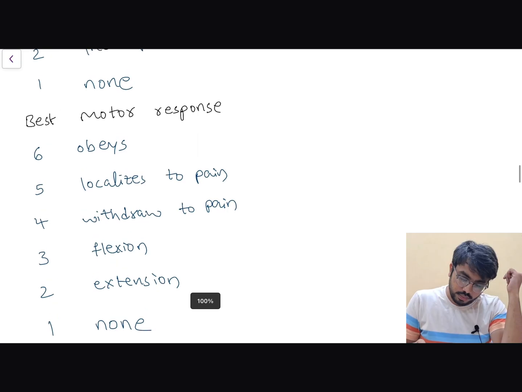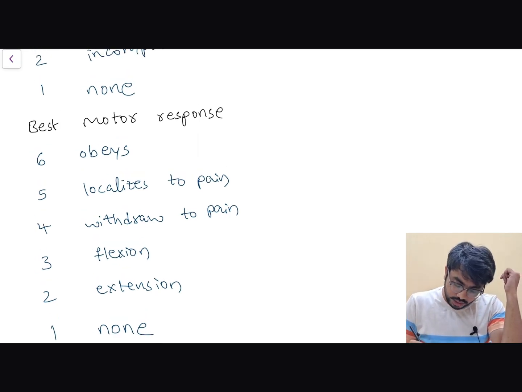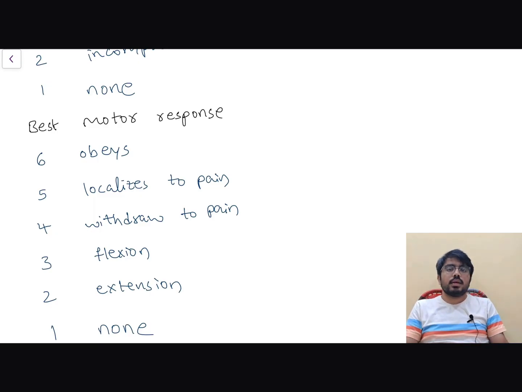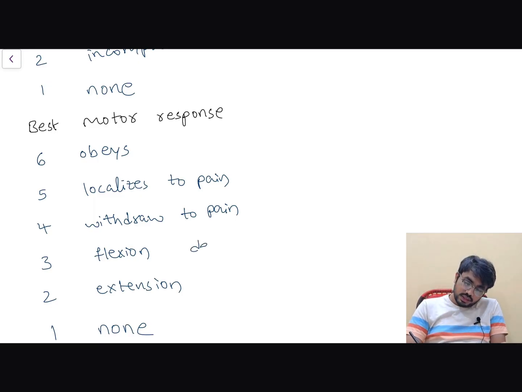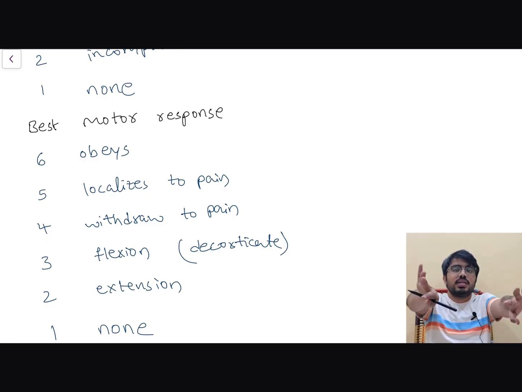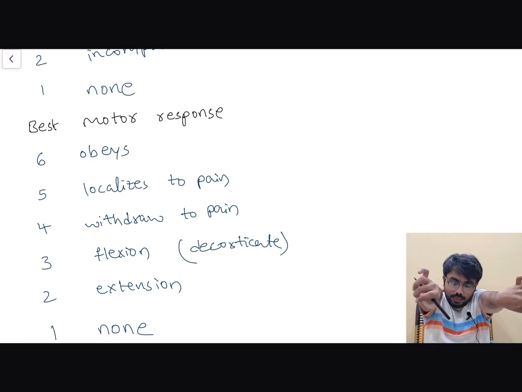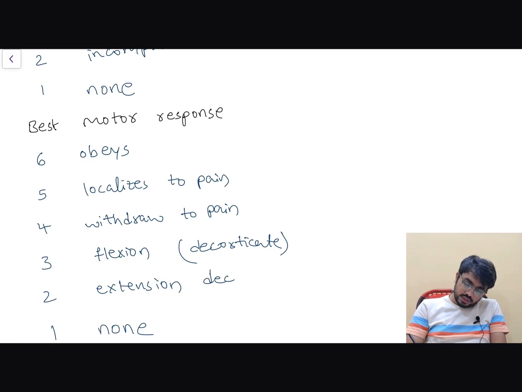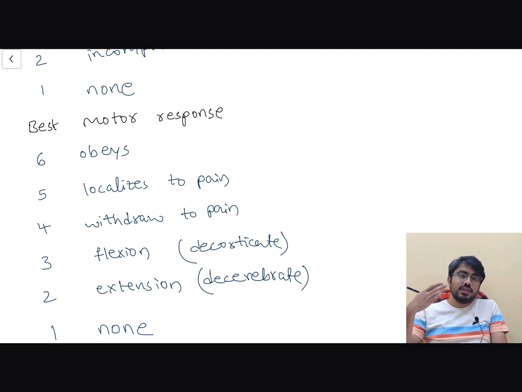So in some textbooks, if the patient is in a decorticate rigidity, what does decorticate mean? Flexion. The patient's upper limbs are in flexion. So if they talk about decorticate position, decorticate rigidity, then please take it as 3. If at all they tell you the patient is in a decerebrate position, what does that mean? Decerebrate, upper limbs are in extension. So if it is decerebrate, take it as 2. Okay. Localizes pain is 5. Withdraws to pain is 4.